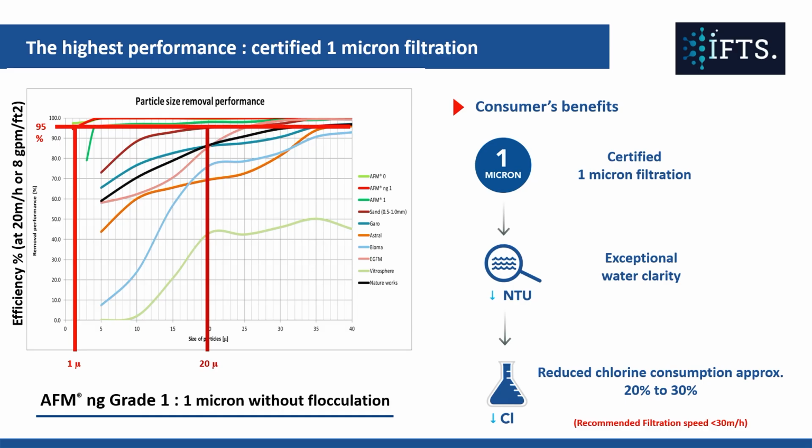So think back a few slides when I was asking you to remember that figure of the Cryptosporidium oocysts at 5 micron. With sand filtration, these are just passing straight through a filter, whereas with AFM NG, we are creating a barrier. We're capturing those Cryptosporidium oocysts before they're allowed to enter back into the pool, and then they can be gotten rid of through the backwash procedure.